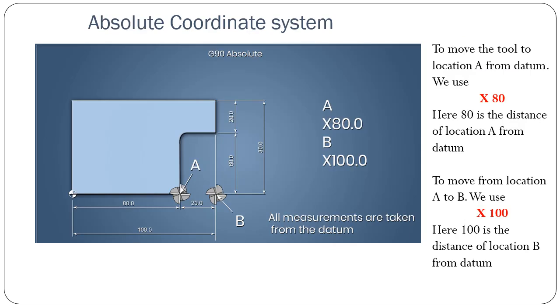Absolute coordinate system. It means that the distances should always be considered from a fixed datum coordinate. Let us consider an example. In the figure, if the tool is to move from datum position to position A, the distance is 80 mm. If the tool has to move from A to position B, the distance is 100 mm. Note the distance is always calculated from the datum point.